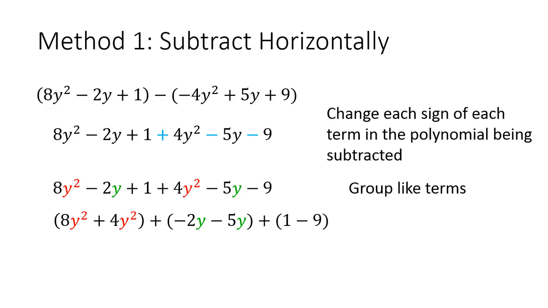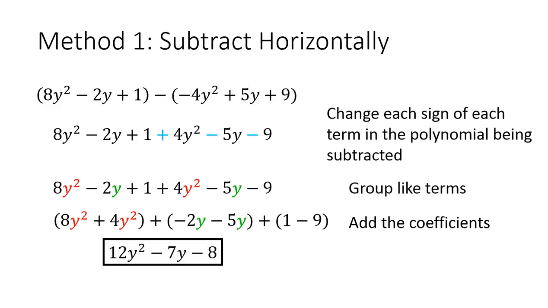And then from there, I'm just going to add the coefficients to simplify down. So 8 plus 4 is 12, so 12y squared. And negative 2 minus 5 is negative 7y, and then 1 minus 9 is negative 8. So that is our answer.